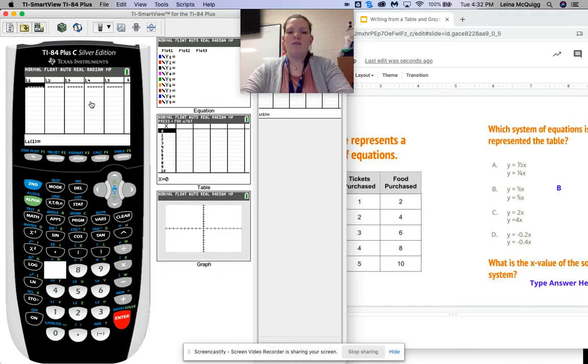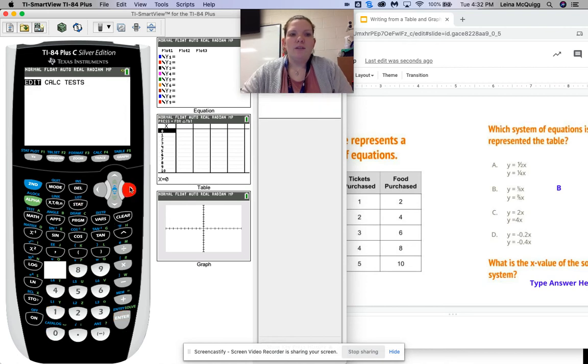So we have 5, 10, 15, 20, and 25. And we're going to go over to L2. Instead of putting tickets purchased, we're now putting food purchased in this column. So 2, 4, 6, 8, and 10. We're going to do stat, go over to calc, down to LinReg, and hit enter. Go down to calculate and hit enter again.